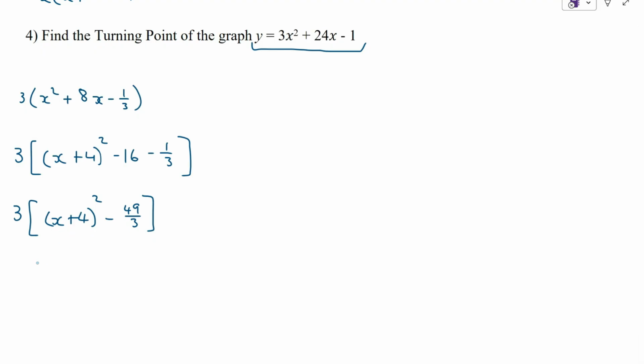So let's multiply out. That gives us, as our final answer, 3 brackets x plus 4 squared minus 49. And therefore our turning point of this graph will be minus 4, minus 49.